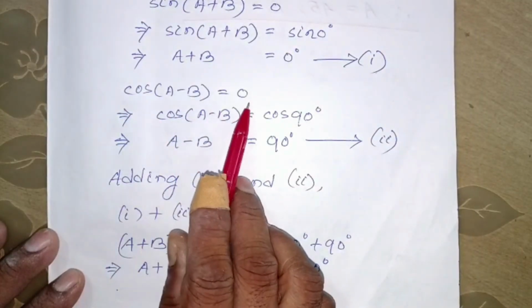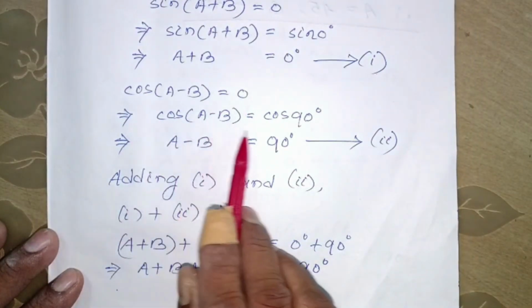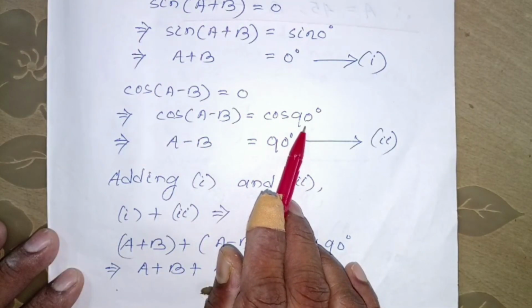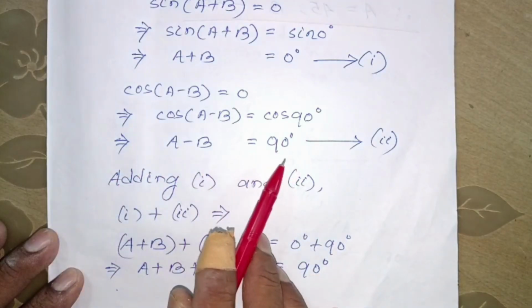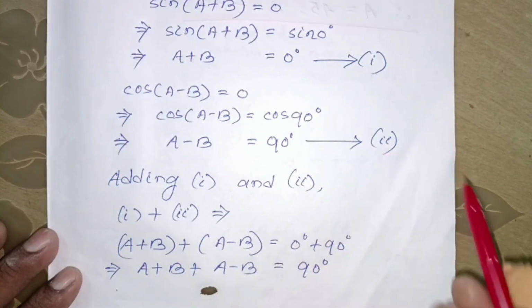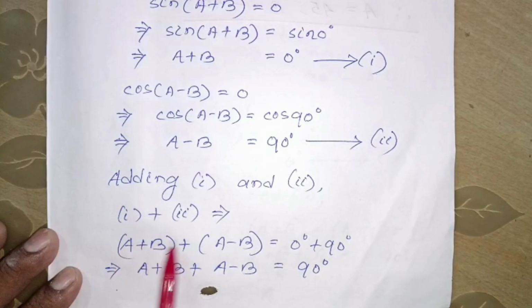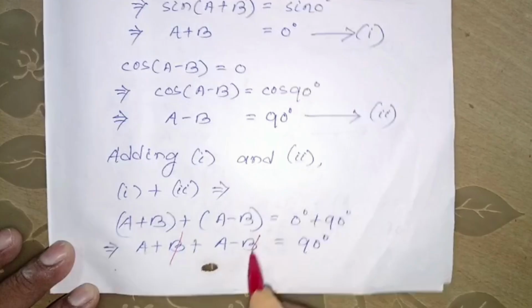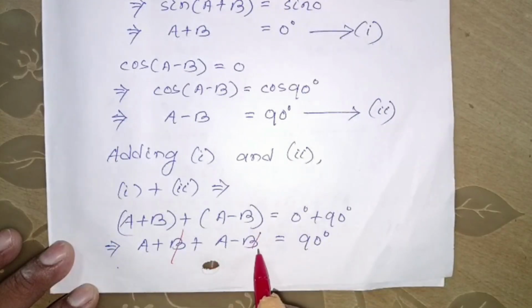Again, cos(a - b) = 0 degree. It implies cos(a - b) = cos 90 degree. Since the value of cos 90 degree is 0, that is a - b = 90 degree. This is equation number 2. Now adding equation 1 and 2, we get a + b + a - b = 0 degree + 90 degree. Now b cancels because one is positive, one is negative. That is a + a = 90 degree.